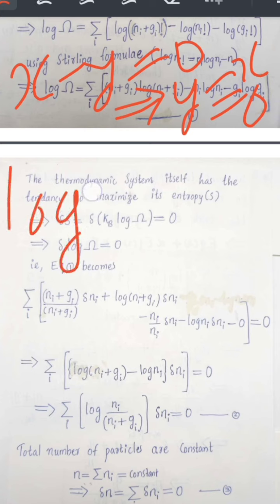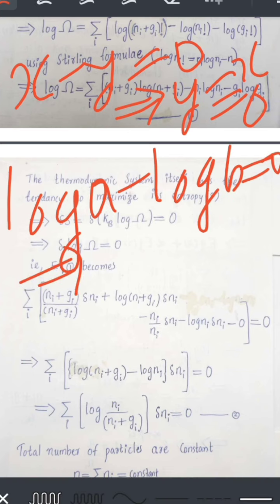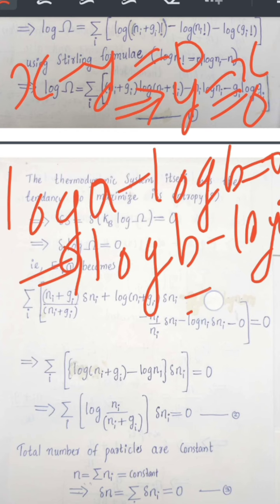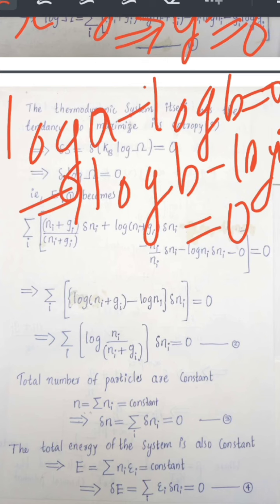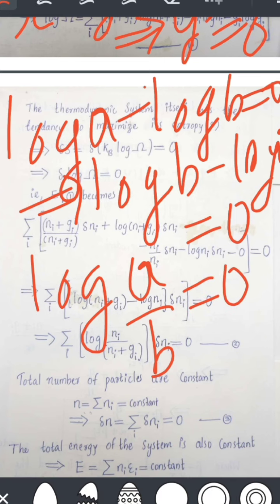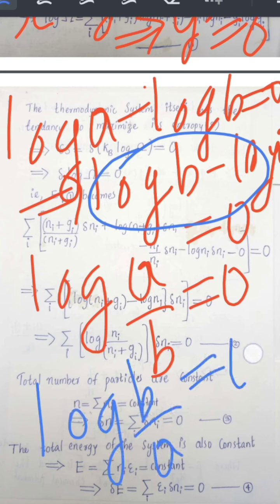So you can write log a minus log b is equal to 0, which implies log b minus log a also is equal to 0. So from both equations you know that log a minus log b, which is log of a by b, is equal to 0. And also from the second equation what you get is log of b by a is equal to 0.